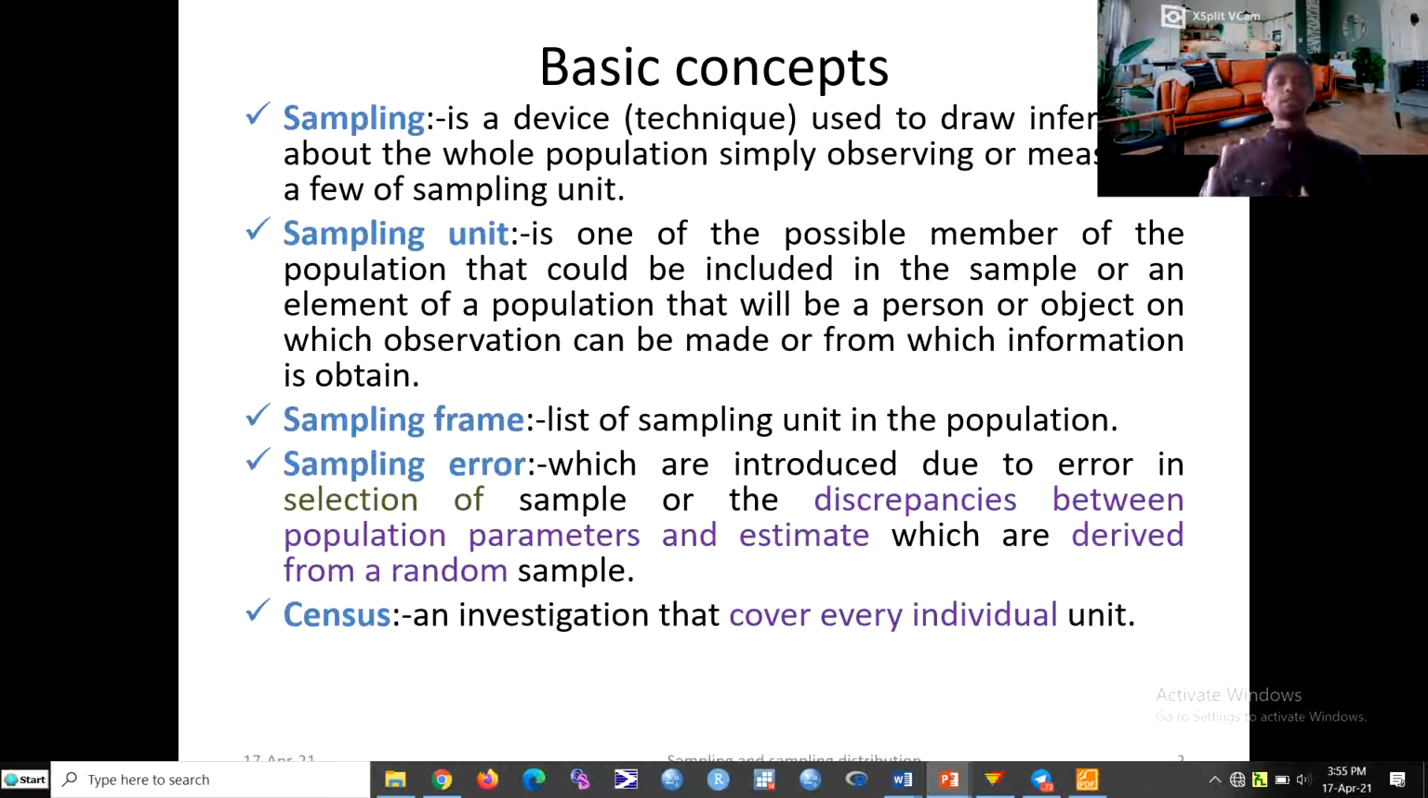And another one everyone should be familiar with is census. So surveys can be census survey and sample survey, but the census survey is a full investigation, and that should cover every individual unit in the population. On the other hand, sample survey is just taking some portion of the population as a sample.